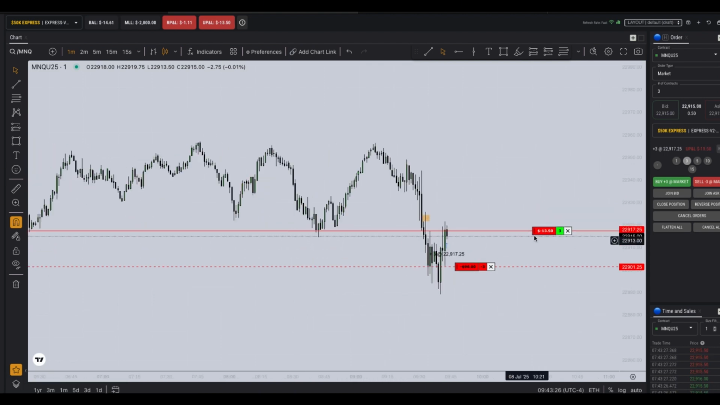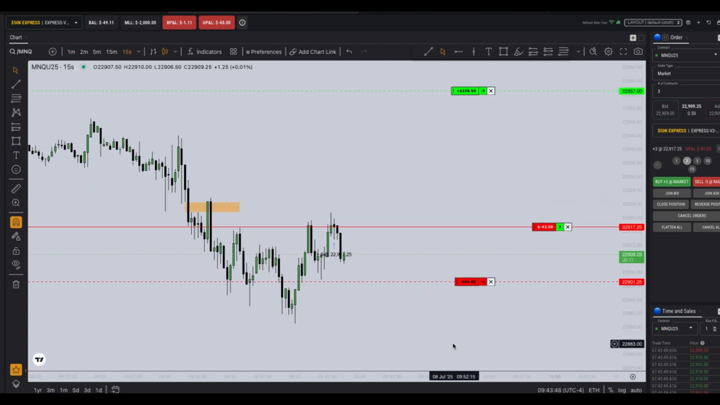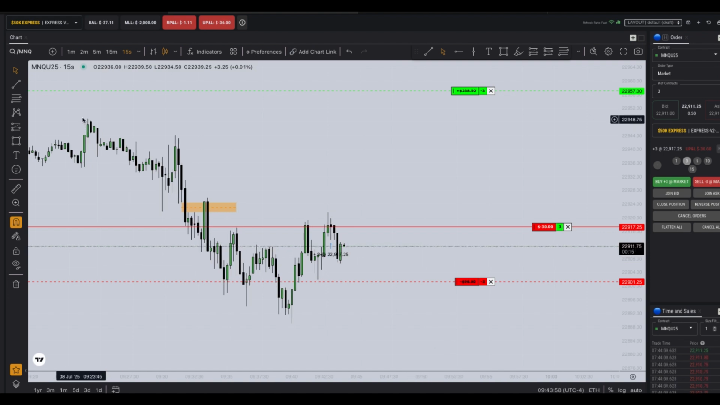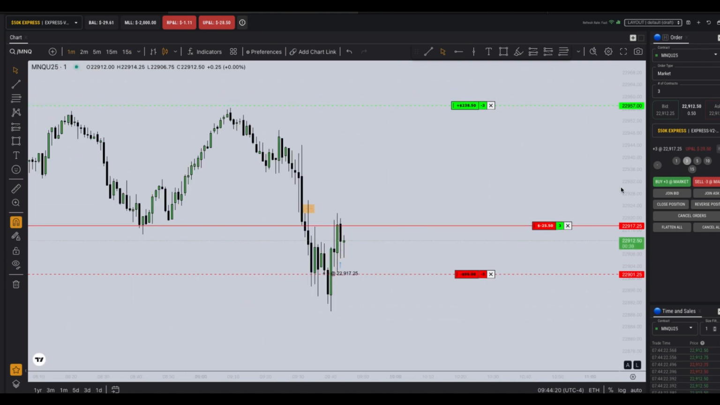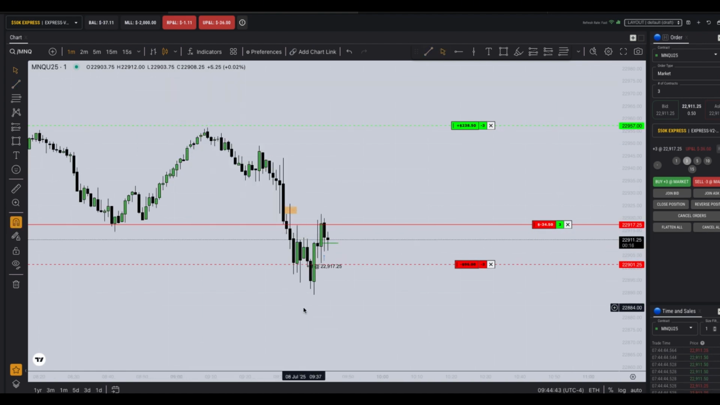So right now we had some spooling higher, so I wanted to enter long inside that bullish order block on the 1 minute chart. ES was also spooling higher at the moment, and I'm annotating the opening price of that bullish order block.